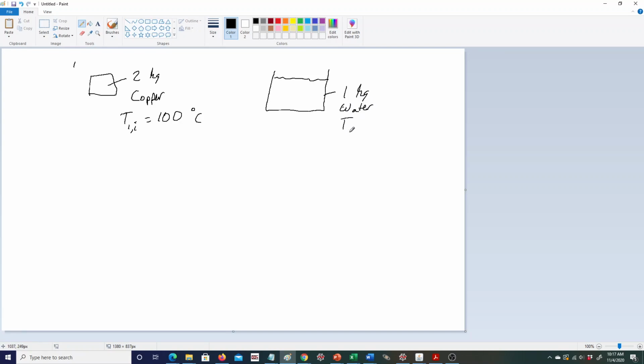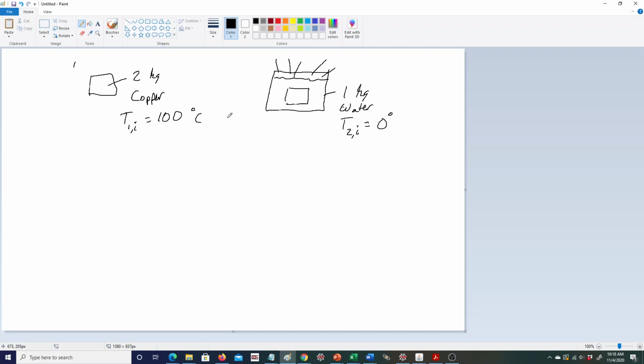whose initial temperature is right at freezing, but it's still liquid. Okay, and once I dip the copper in, I'm going to seal it off so that no heat is lost to the atmosphere. So we're going to assume this is a perfectly thermally insulating container. And I want to know what the final temperature of the copper-water combination is once these two come to equilibrium, right?